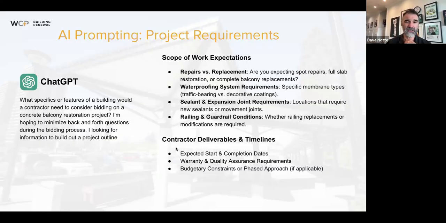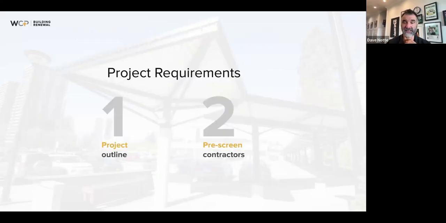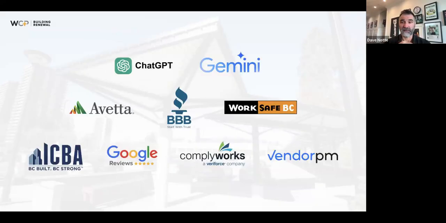So then number two, the second step of project requirements, is pre-screening your contractors. We all know that the best way to find a great contractor is word of mouth. Or if you have a trusted contractor or a preferred contractor for a given task, by all means, that's your first go-to. If you don't, there's endless resources out there online for you to use to look for the right contractors.